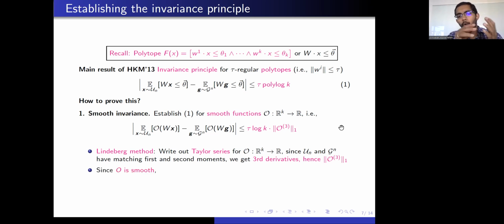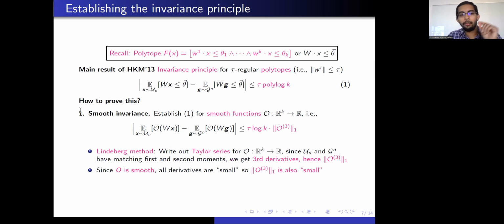Next, they observe that since O is smooth, and by smooth I mean that all the derivatives are reasonably well behaved, like no derivative is much larger than normal, then in particular the L1 norm of the third derivatives is also small. So this is just our intuition. Supposing O was a good approximation to this indicator function, then we are in the right direction of proving equation 1. But this is the first observation that they had.